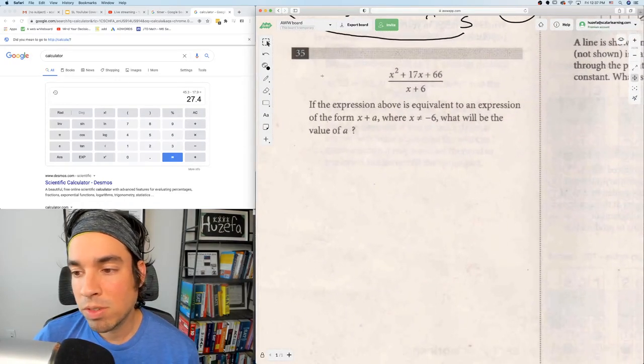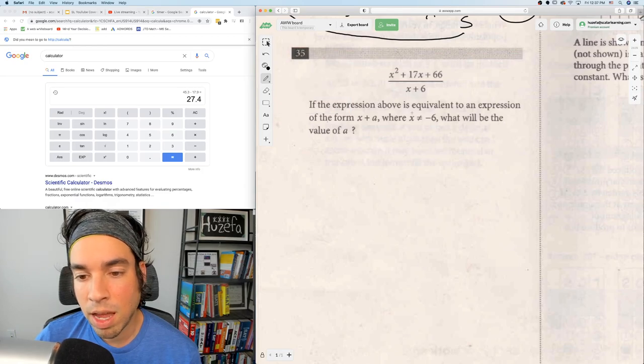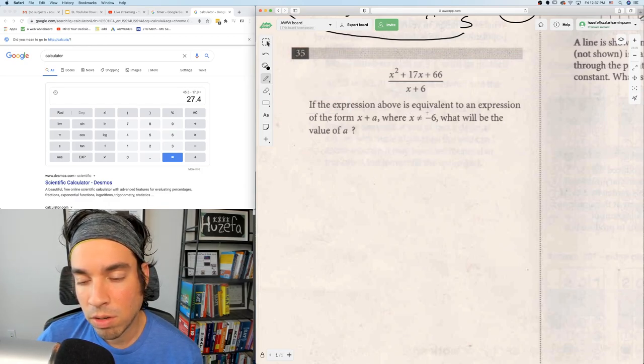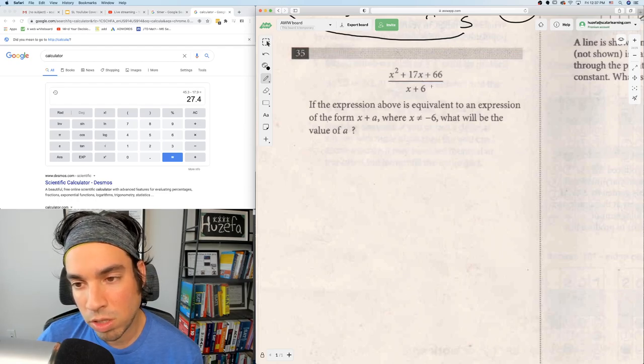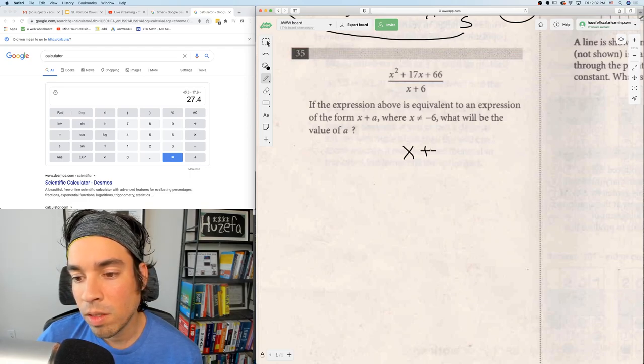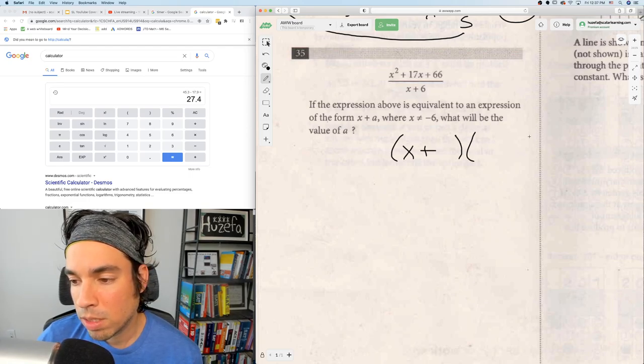35. If the expression above is equivalent to the expression in the form of x plus a, where x is not equal to -6, what will be the value of a? All right. So there's two ways to do this. You can either do synthetic division, or you can recognize that this is factorable. I like to go factoring myself.